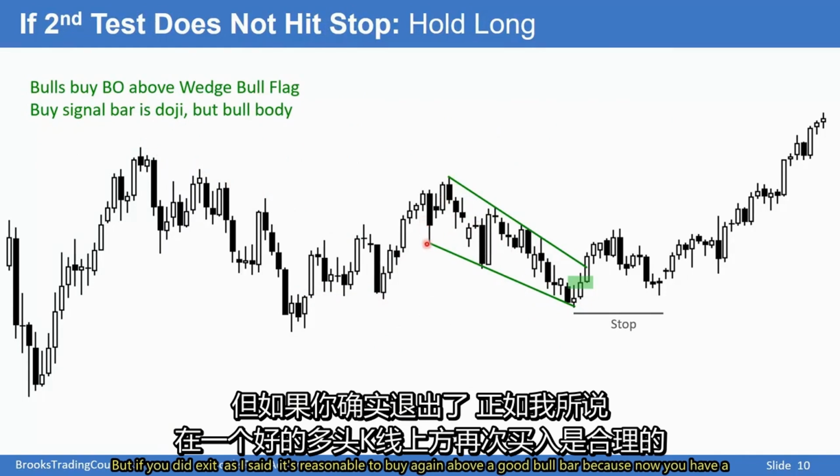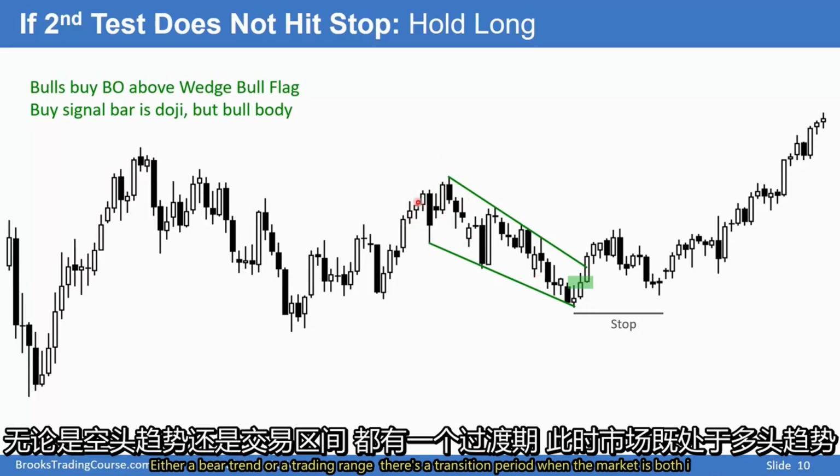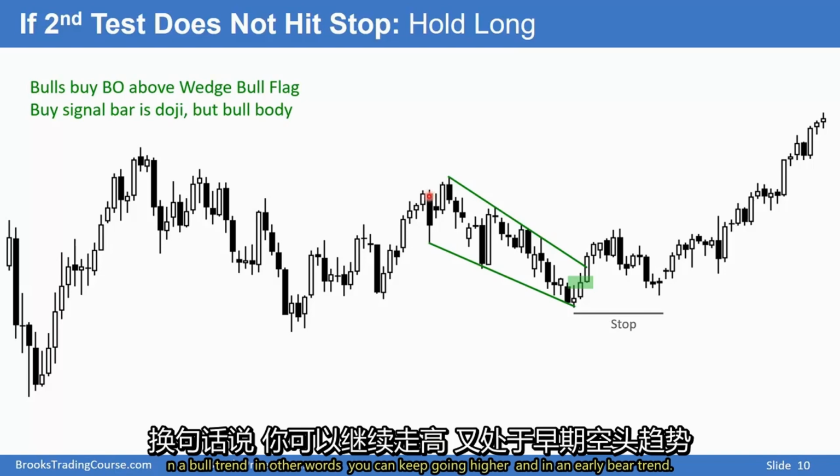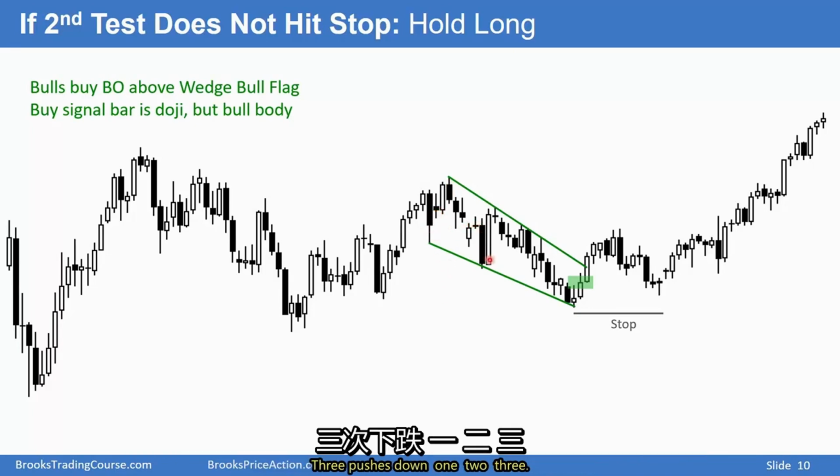The market sold off again, 3 legs down, 1, 2, 3. Does not matter that the market went to a new high after that first leg down. That's common when you have a bull trend transitioning either into a bear trend or a trading range. There's a transition period when the market is both in a bull trend, in other words, you can keep going higher, and in an early bear trend. So the bear trend often begins before the bull trend ends. 3 pushes down, 1, 2, 3.